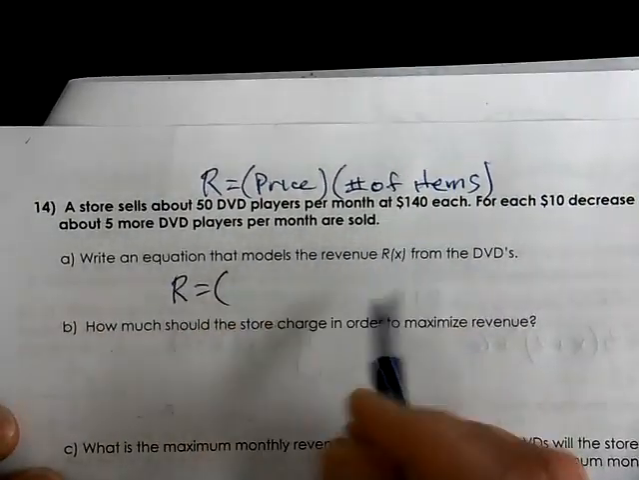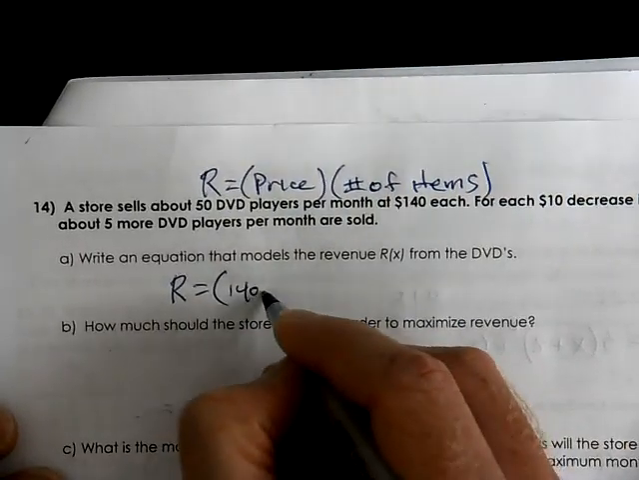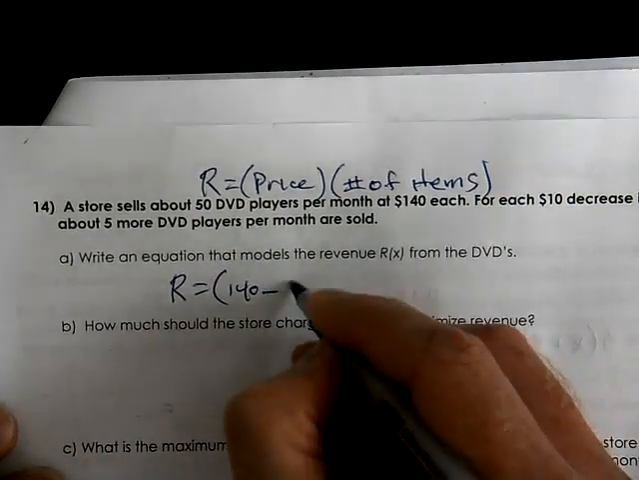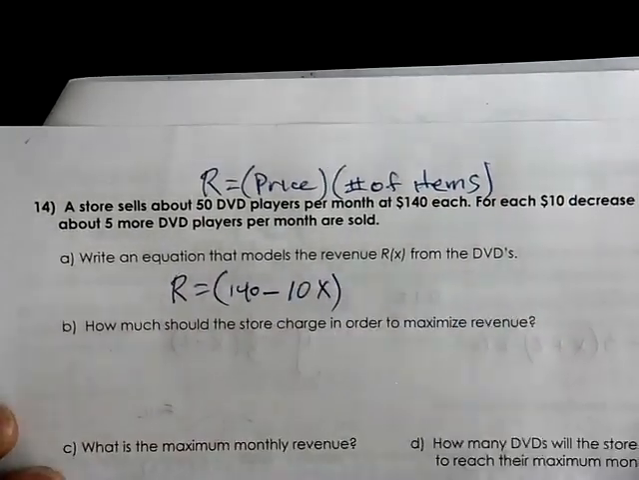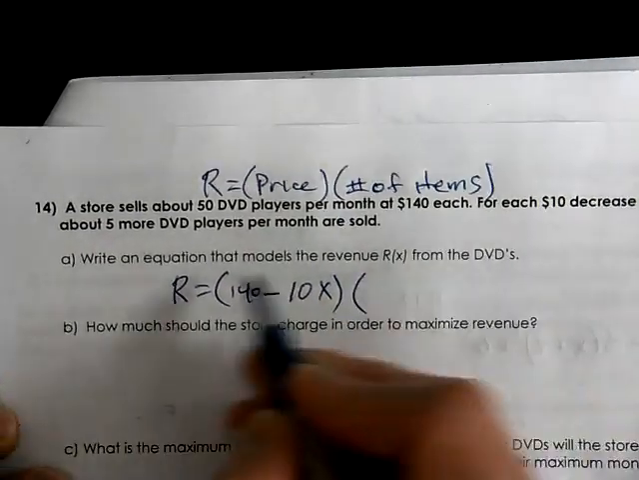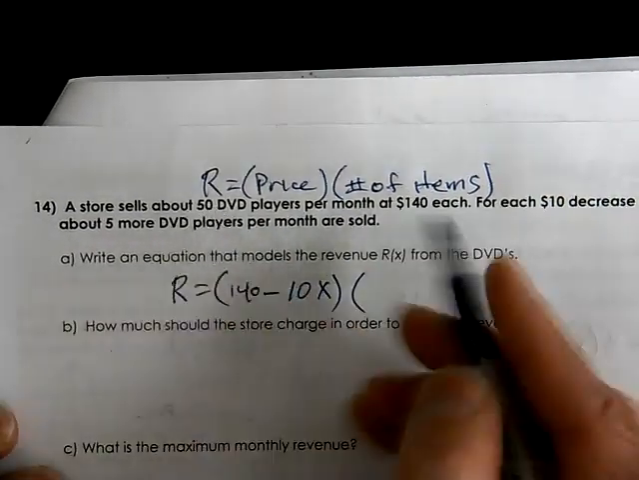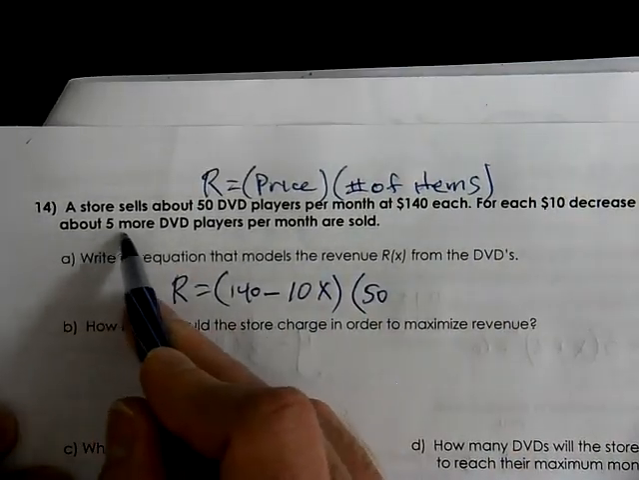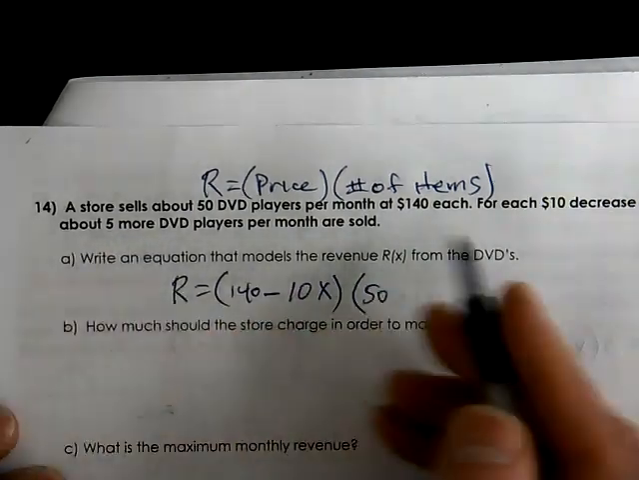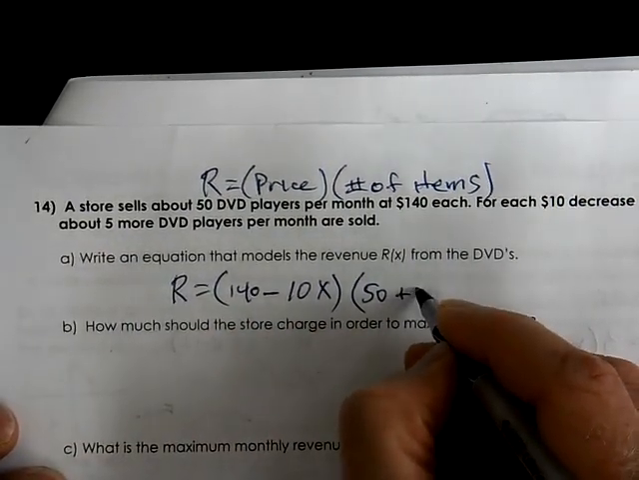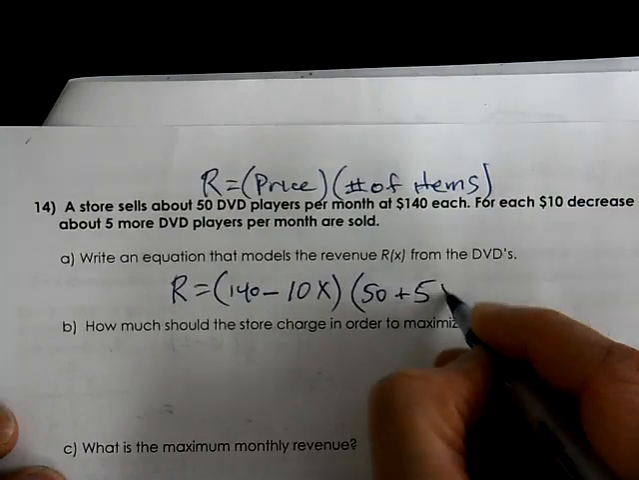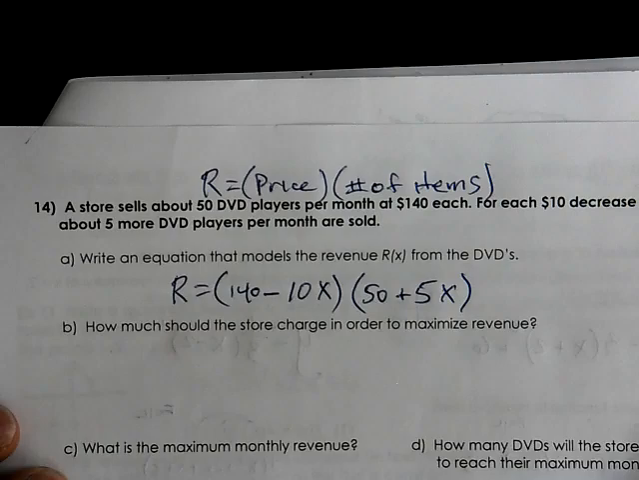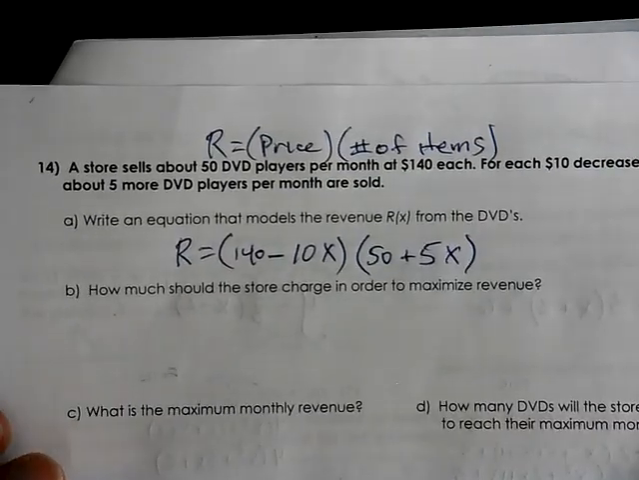So price is $140, and we are decreasing the price by $10 multiple times. And we are selling the number of items. We're selling 50 DVDs. And if we decrease the price, we will add more DVDs. So we're going to say 5 more DVDs multiple times. Every time we subtract 10, we're going to add more DVDs. So that's our equation.